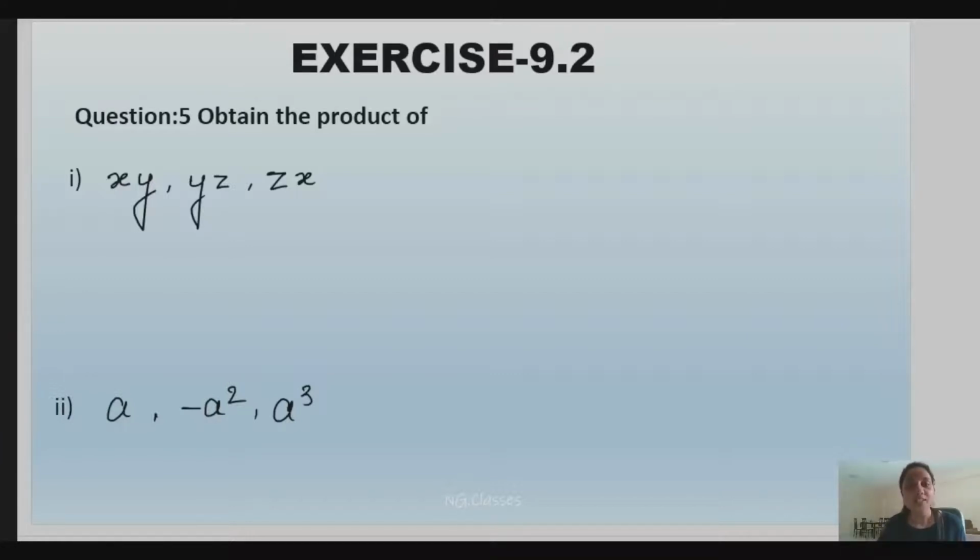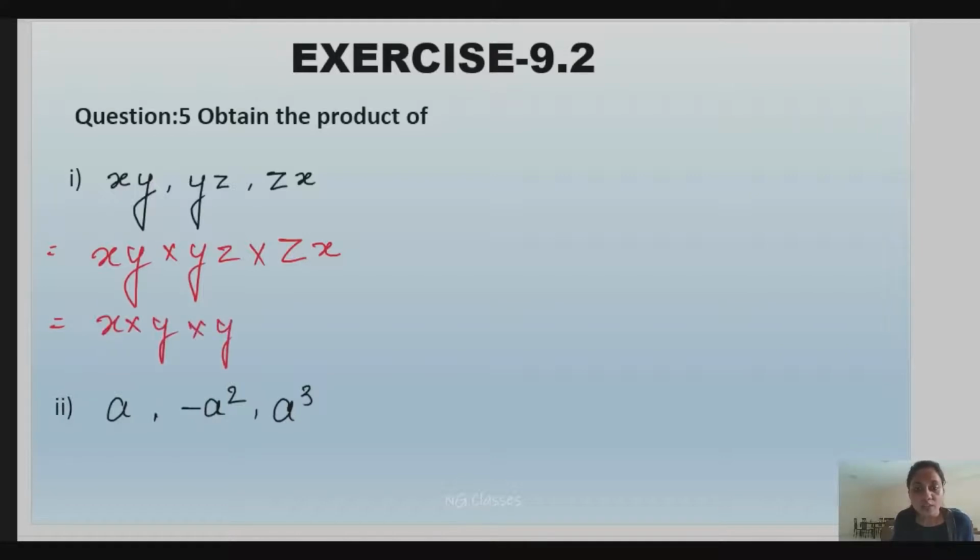So here we will discuss how to multiply monomials. So our question is, obtain the product of these three monomials we are having. So we have to multiply xy with yz and then zx. So since all are monomials, here see carefully, each and every term are multiplied with each other. We can take it as x into y into z into x. It is something like that since all are monomial. So what we can get? So we need to check how many times x are multiplied with each other.